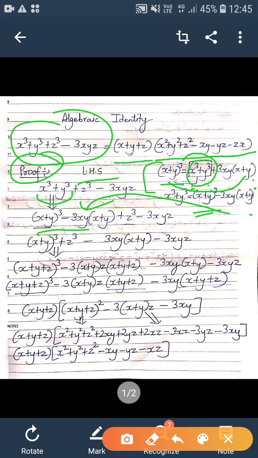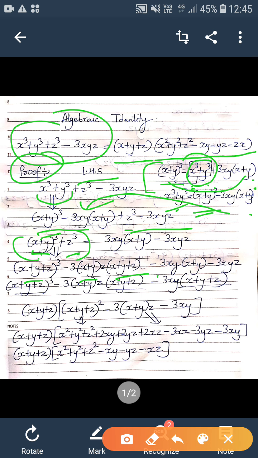So now we are left with z cube and minus 3xyz. Now again combining x plus y whole cube plus z cube, you can see here x plus y whole cube plus z cube minus 3xy into x plus y minus 3xyz. Now how can we combine this? Again it can be compared to a cube plus b cube. In place of a, x plus y, in place of b, z. So again we can write by using this expression, that is a plus b whole cube, that is x plus y plus z whole cube minus 3 into a, that is x plus y, and b, that is z, and a plus b, that is x plus y plus z.